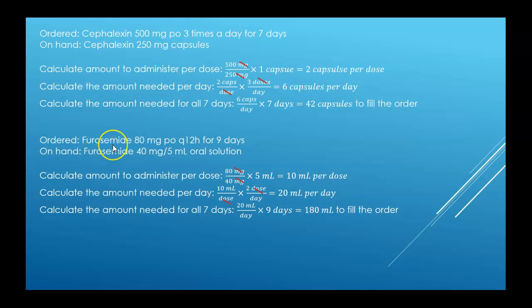Another order: Furosemide, 80 milligrams by mouth every 12 hours for 9 days. We have on hand 40 milligrams per 5 milliliter oral solution. So the amount to administer per dose, D over H times Q, is 10 milliliters per dose. Every 12 hours means there are going to be 2 doses per day, so that's 20 milliliters needed per day. The order is for 9 days, so 20 milliliters per day times 9 days is 180 milliliters needed to fill the order.